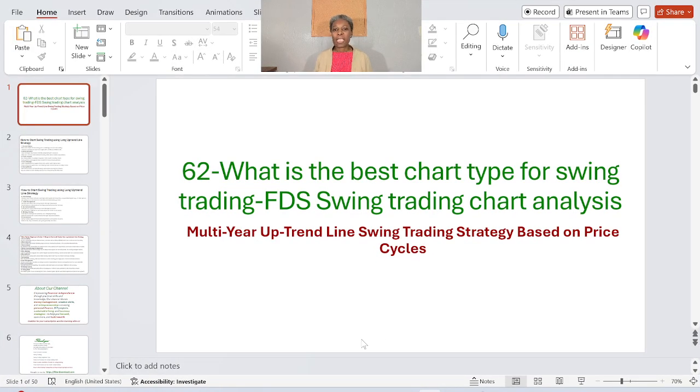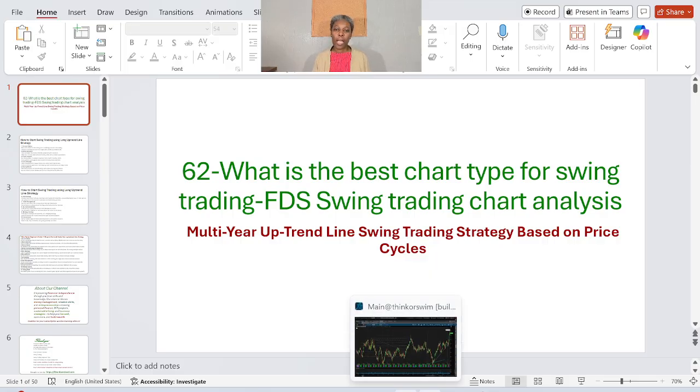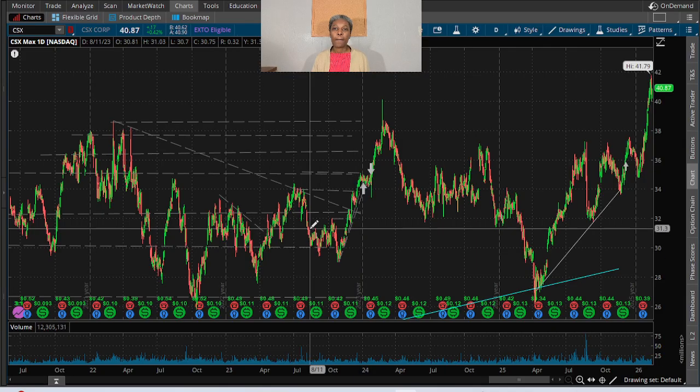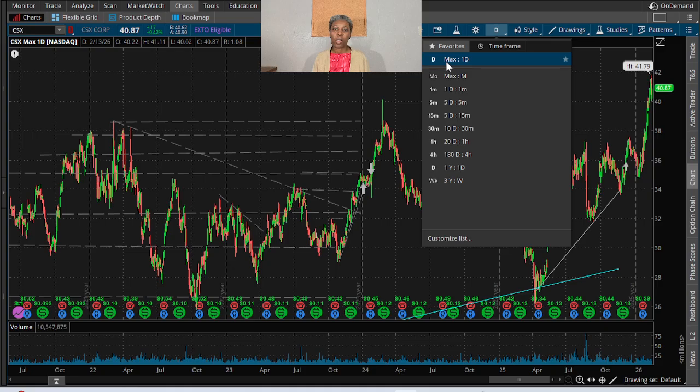Hello, what is the best chart type for swing trading? In my opinion, I think it depends on the swing trading strategy you are using. For the long uptrend swing trading strategy that I use, I found the maximum chart to be ideal.